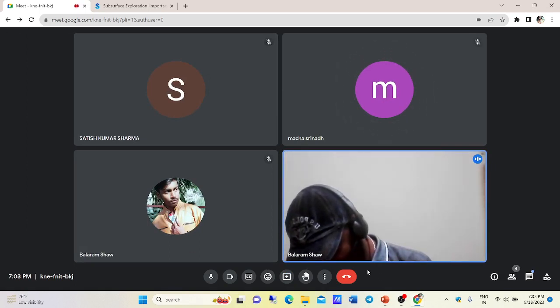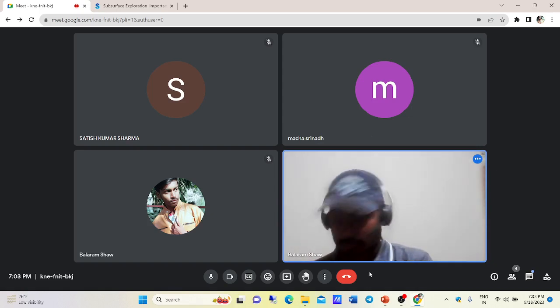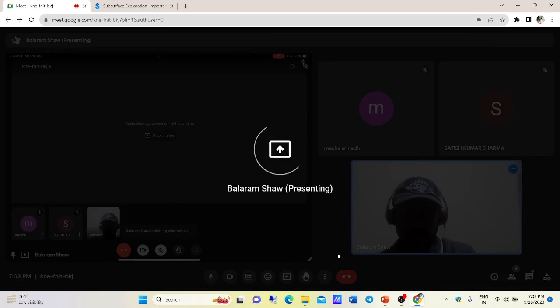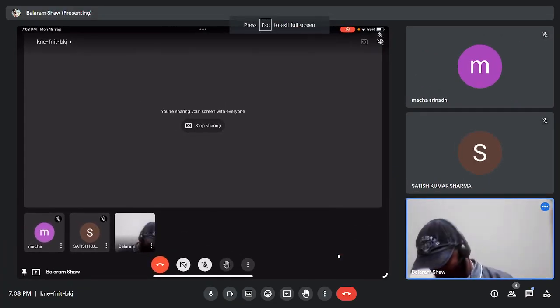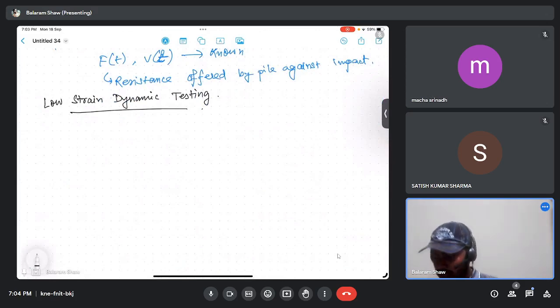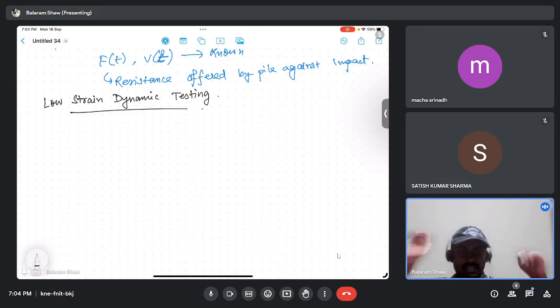Okay. Now I will be going to the low strain dynamic testing. So what is low strain dynamic testing, or what is the main objective of the low strain dynamic testing? The main objective for the high strain dynamic testing was to determine the stresses that were developing during the hammer, and the resistance that is offered by the pile.